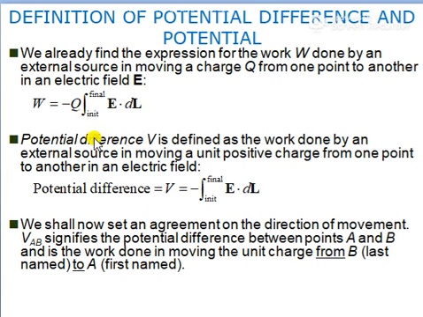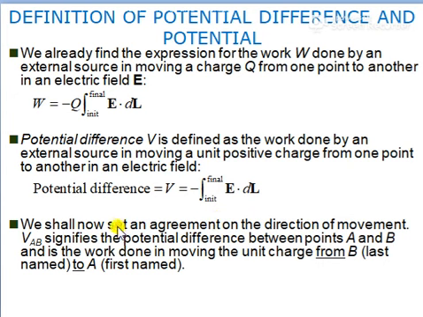Now what is the potential difference? Potential difference is nothing but the work done by an external source in moving a unit positive charge from one point to another in an electric field. That is defined as the potential difference. You have to make q equal to 1. So V is equal to minus integration from the initial condition to the final condition of E dot dl. This is the definition of potential difference, right?